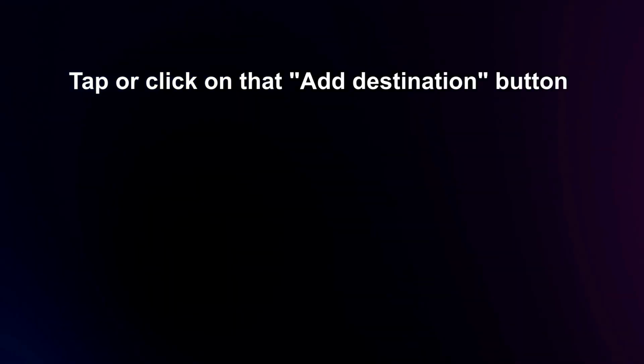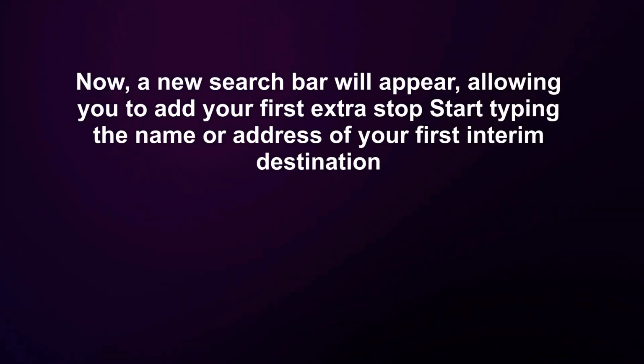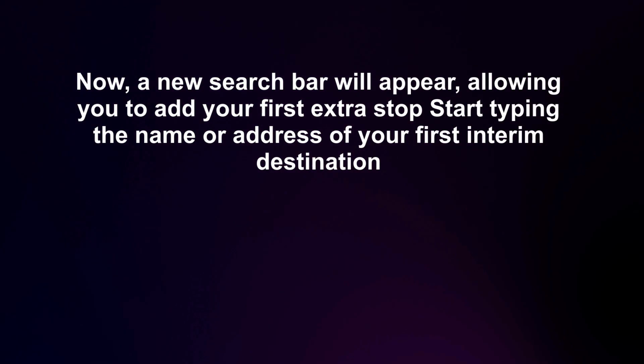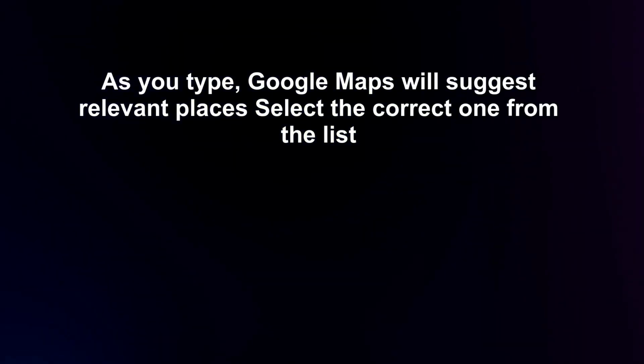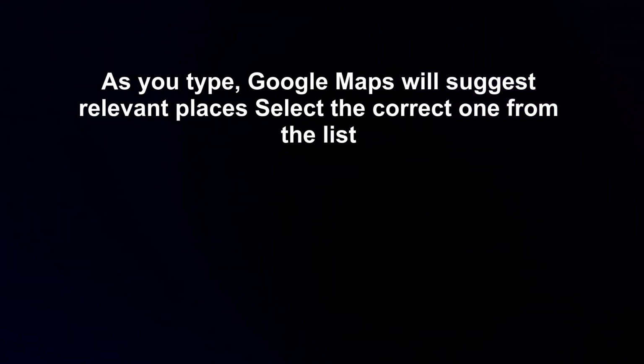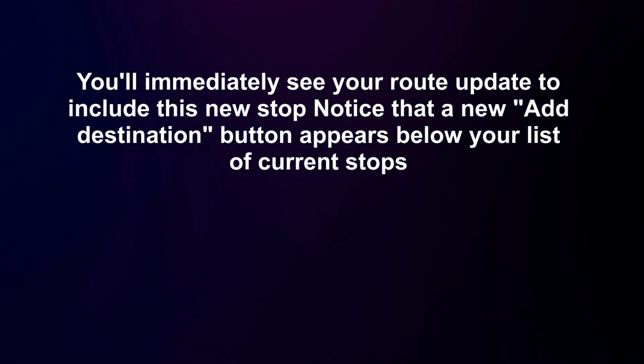Tap or click on that Add Destination button. Now, a new search bar will appear, allowing you to add your first extra stop. Start typing the name or address of your first interim destination. As you type, Google Maps will suggest relevant places. Select the correct one from the list. You'll immediately see your route update to include this new stop.